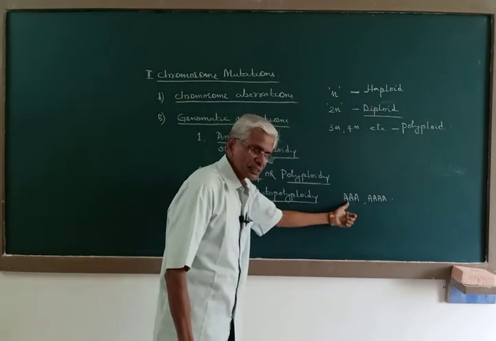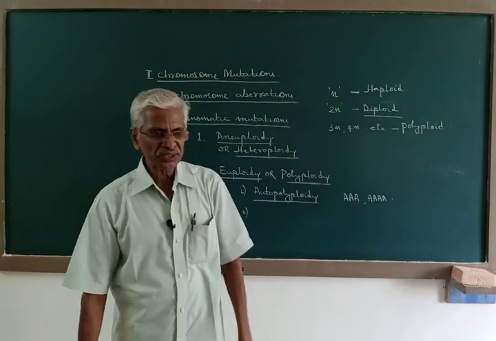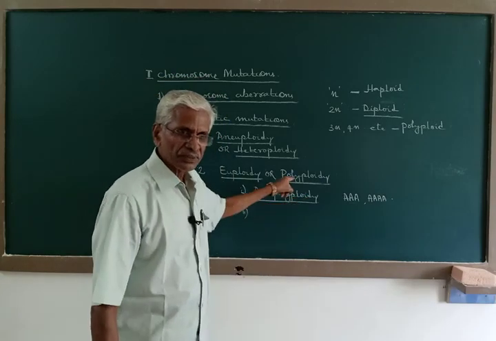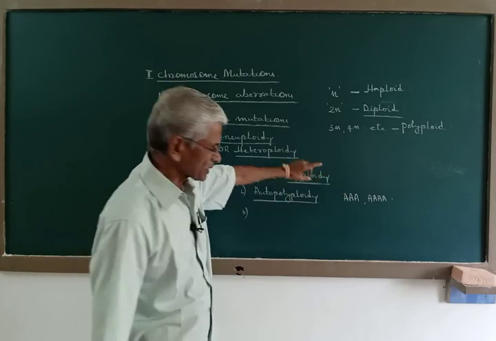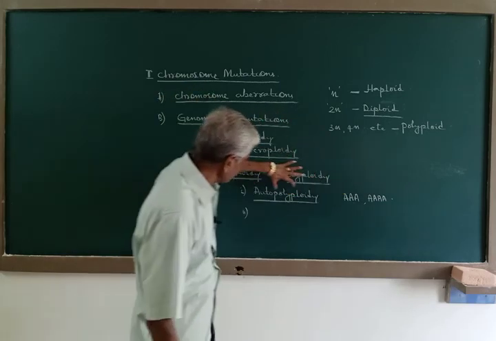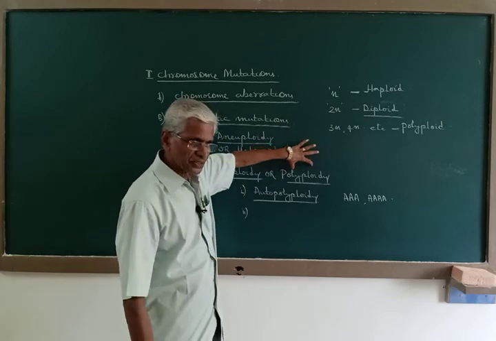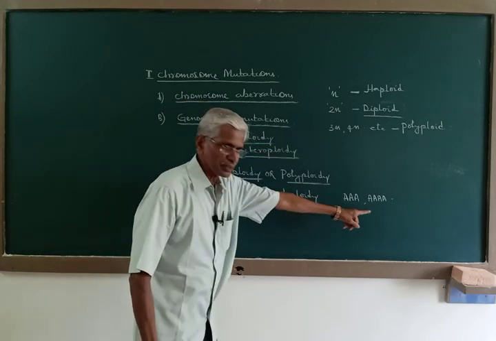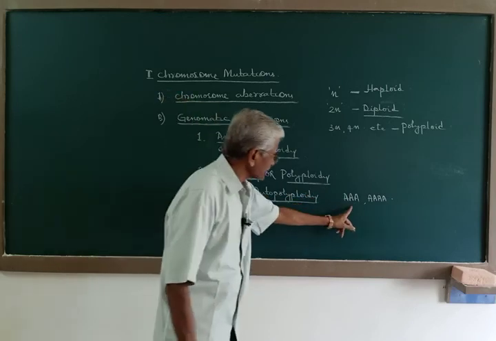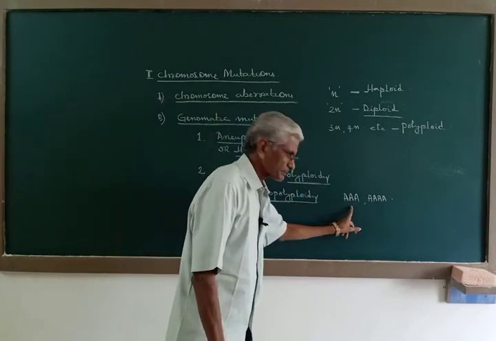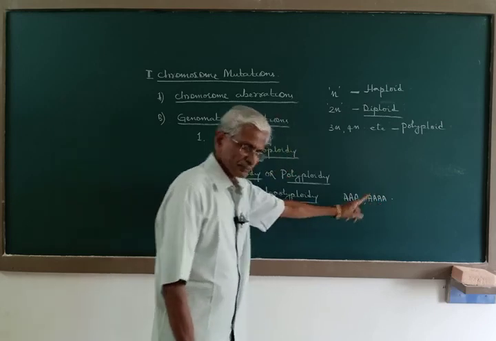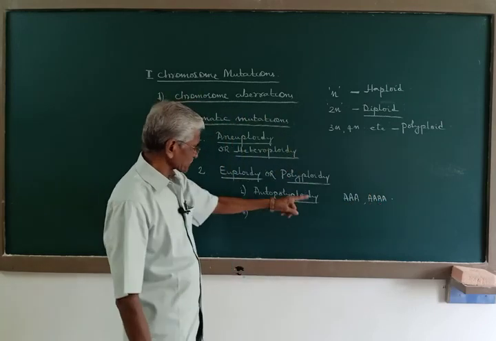But here, not only does the number of sets of chromosomes exceed 2, but all the sets of chromosomes present here are the same. And when that is the polyploid condition, such type of polyploid is called autopolyploidy. So this is autotriploid. This is autotetraploid.